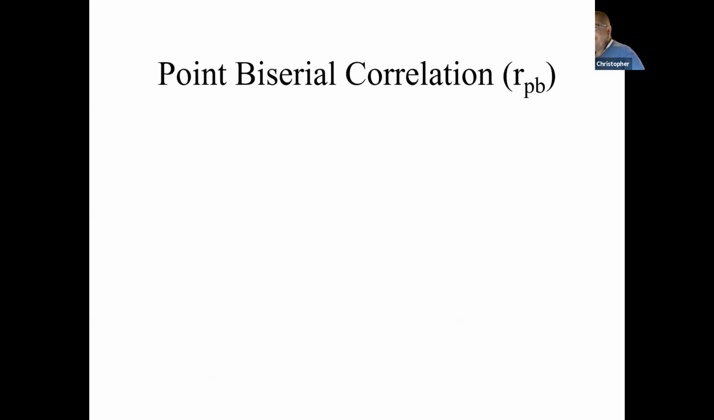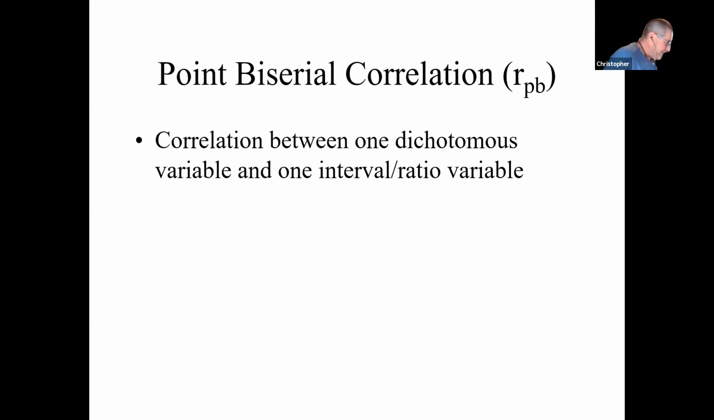All right, point biserial correlation. This is a statistic that isn't named after somebody. It's just a statistical procedure called point biserial. It's the correlation between a dichotomous variable and an interval ratio variable.